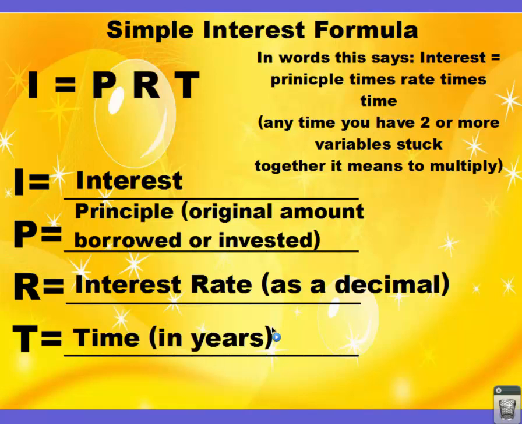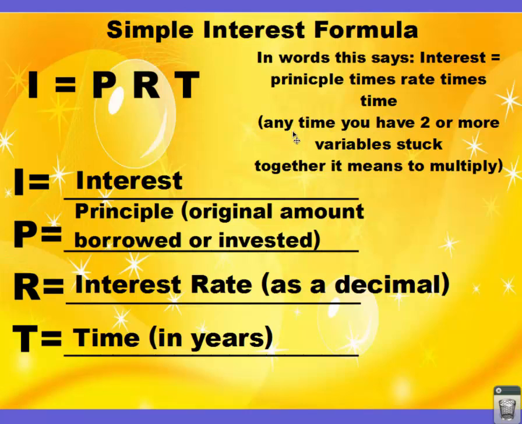And then T stands for time, or the length of time it's going to take you either to pay back the loan or the length of time that you have kept your money in the savings account. So in other words, this formula says interest equals principal, the original starting amount of your loan, times rate, the interest rate, which is going to be in the form of a percent, which we turn to a decimal, times the amount of time it's going to take you to pay it back.